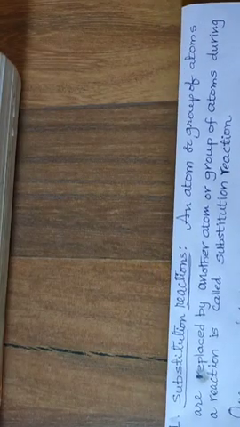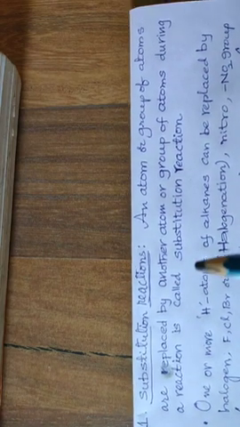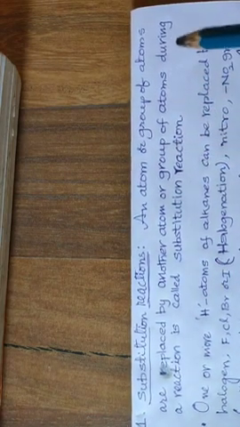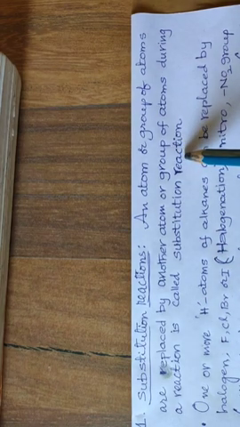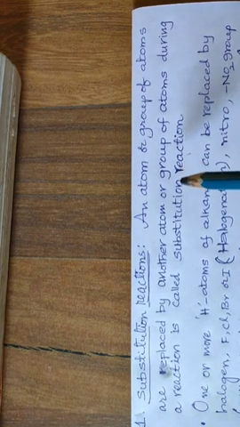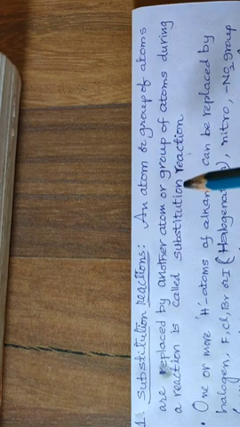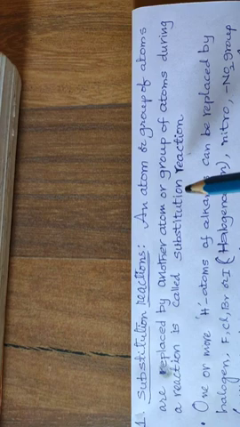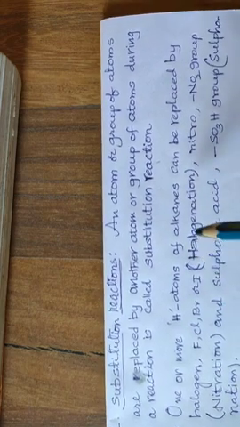Now take down what a substitution reaction is. Already explained, an atom or group of atoms replaced by another atom or group of atoms during a reaction is called a substitution reaction, like in kho-kho, kabaddi, football, volleyball. These are all games, and also cricket. Cricket is not for bowling and batting, only for fielding purposes. A new player will be introduced in the middle of the game when a player is injured or not feeling well. Yes, one or more hydrogen atoms of alkanes can be replaced by halogen.